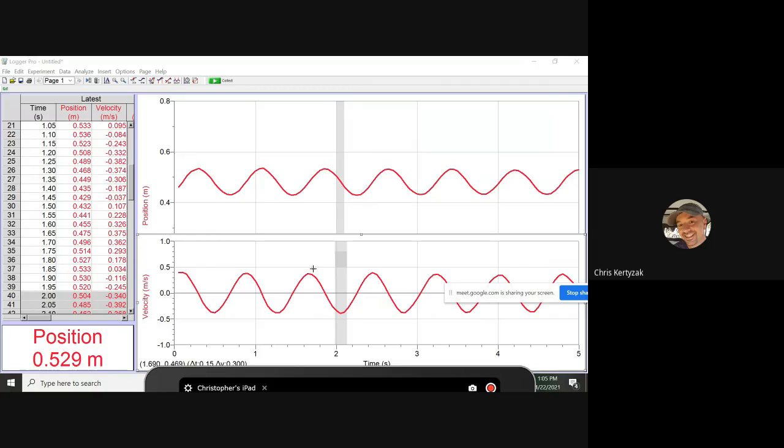Again, the only difference being plus and minus because it's either moving up, passing through equilibrium, or moving down, negative, passing through equilibrium, right?